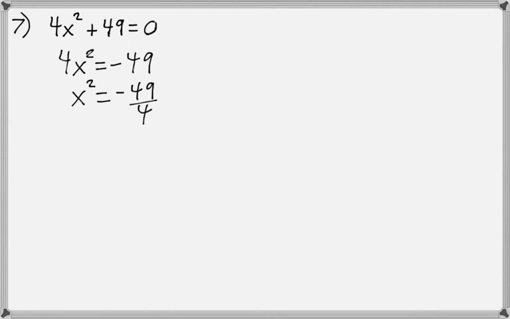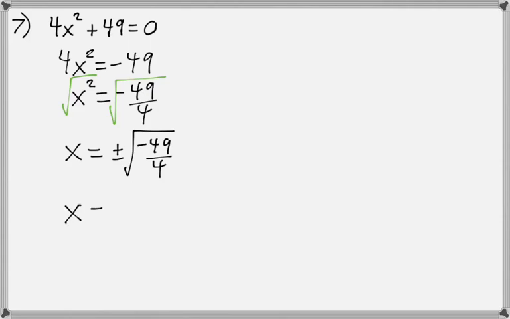And then to get rid of that square, I want to take the square root of both sides. Now the square root will eliminate the square, but on the other side I've got to make sure that I put the plus or minus because I need to account for both solutions. And then if we actually use the square root, this is going to be plus or minus 7 over 2, because the square root of 49 is 7 and the square root of 4 is 2.